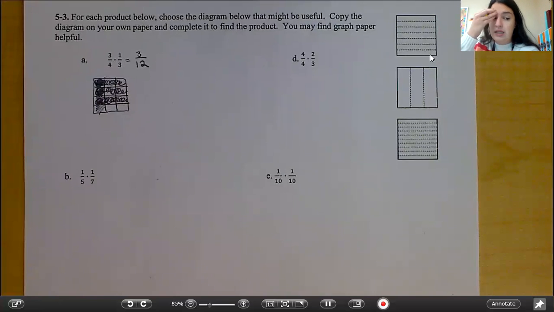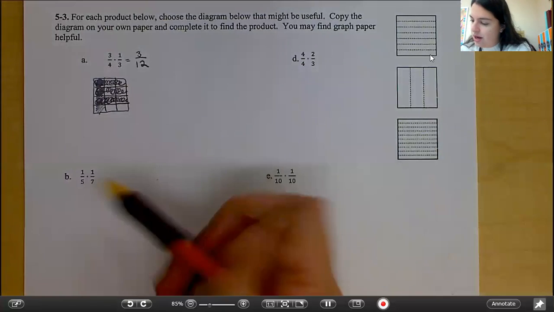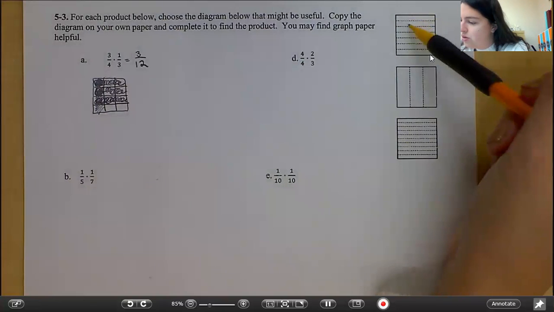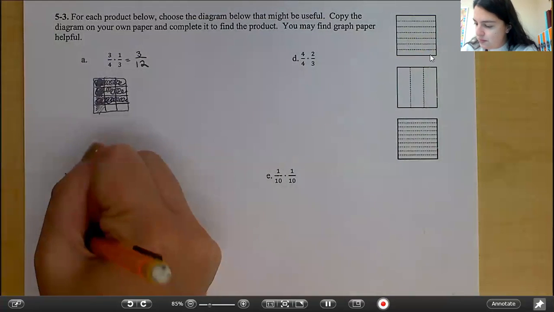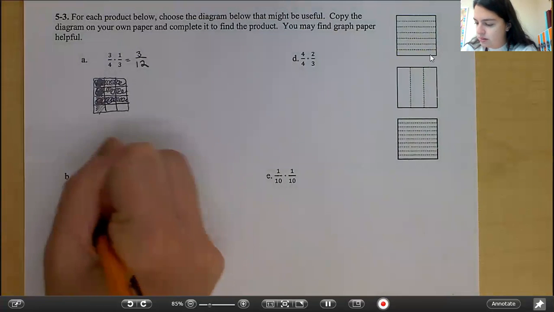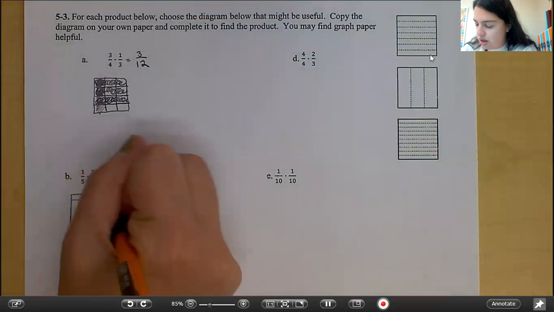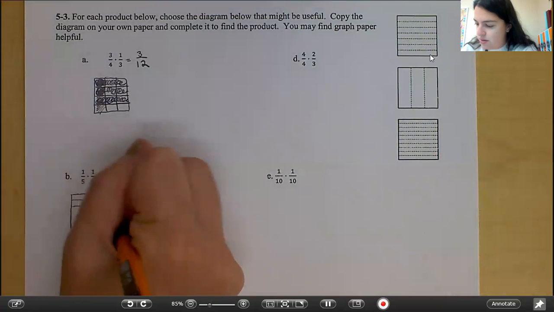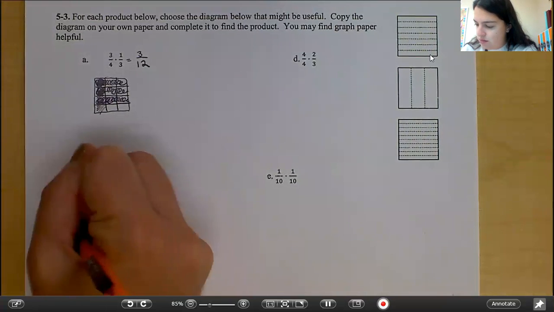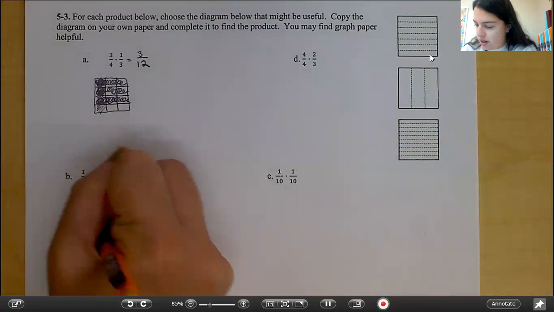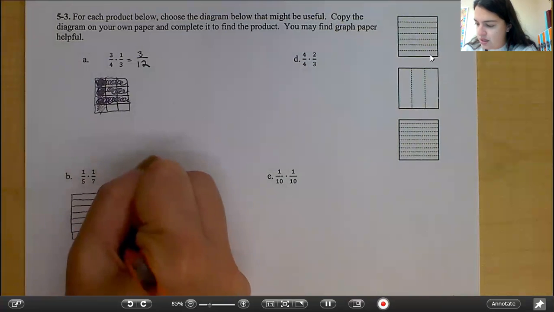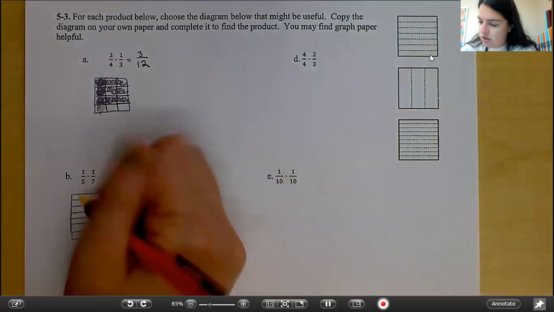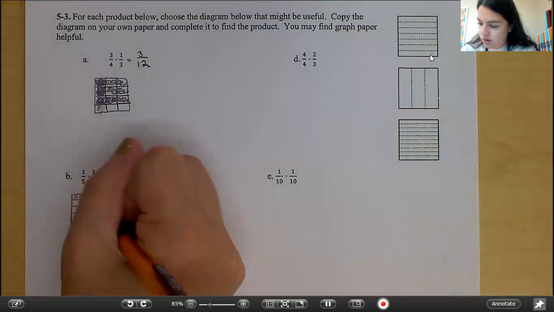So we're going to do B together too. So I have 5 and 7. So 1, 2, 3, 4, 5, 6, 7. That's the one I'm going to use. So copy it down. 1, 2, 3, 4, 5, 6, and 1 more, 7. And 1/7, so we need to shade 1 all the way across.